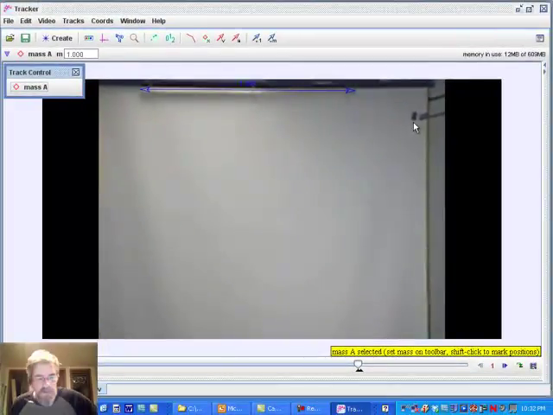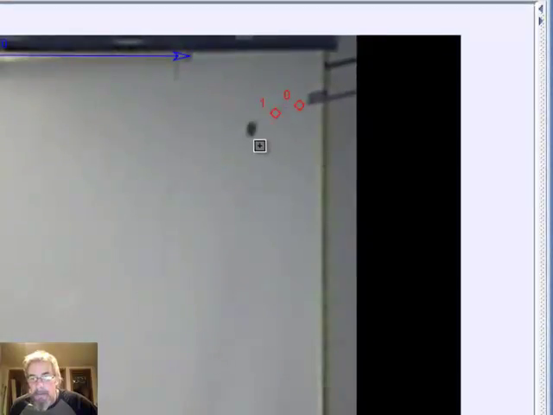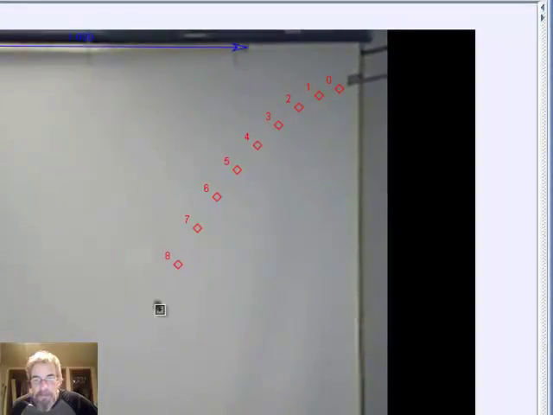There's its first move, second spot, third spot, fourth, fifth, sixth, 7, 8, 9, 10. I can track 11 spots before this ball moves off the screen.